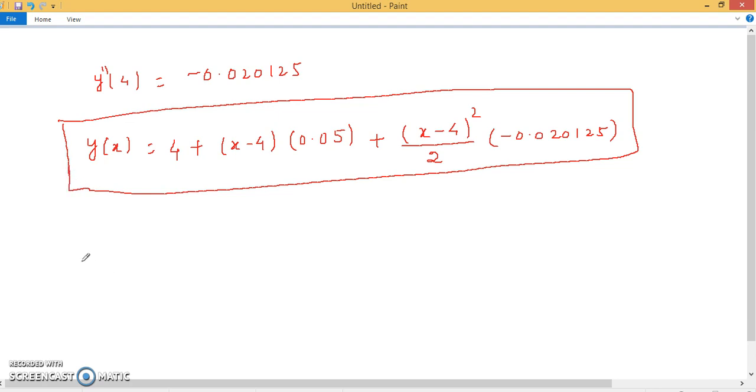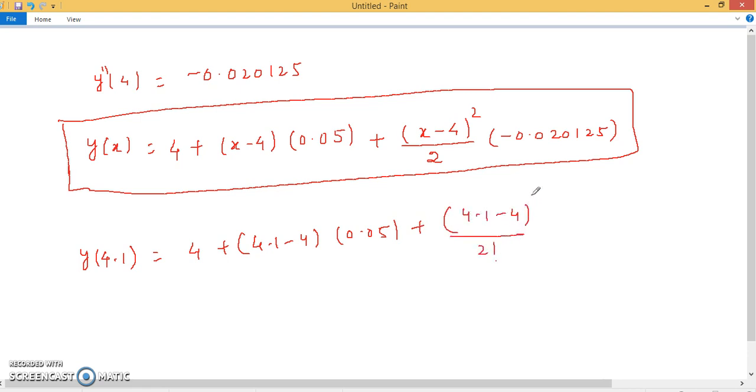Now if you want to find the value of y of 4.1, you can substitute x is equal to 4.1. So we'll get 4 plus 4.1 minus 4 into 0.05 plus 4.1 minus 4 whole square by 2 factorial into minus 0.020125, and that value we get here is 4.0049.